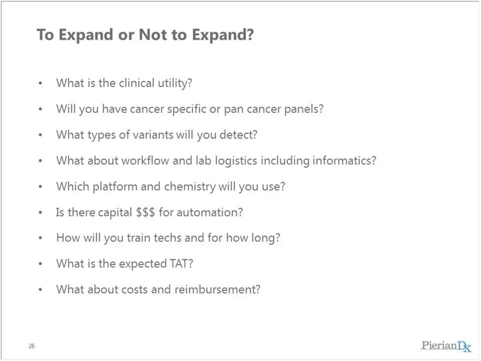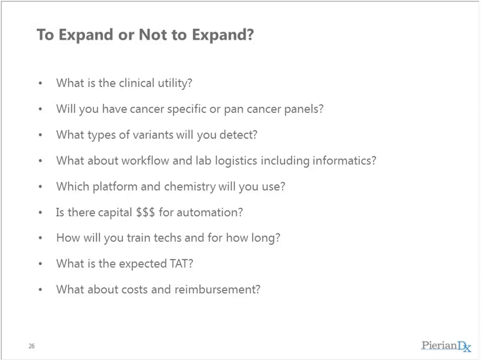So you have to figure out what it is you really want to be doing and detecting in the lab. For me, one of the biggest questions is the next one, and that's what about the workflow and the lab logistics, including informatics. This is something that I think we way underestimated what it would take to set this up in the laboratory, and we've been doing this for almost 4 years now. What about the platforms and the chemistry? There are certain instruments from different vendors, depending on the assay you're going to set up and the type of chemistry you want to use, and that becomes important for you to evaluate.